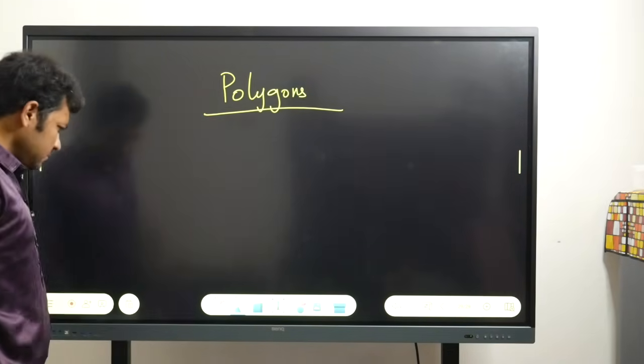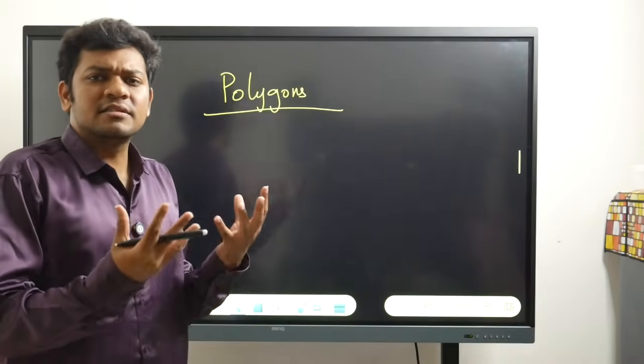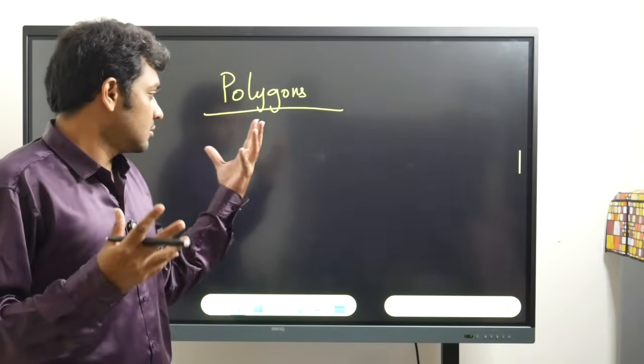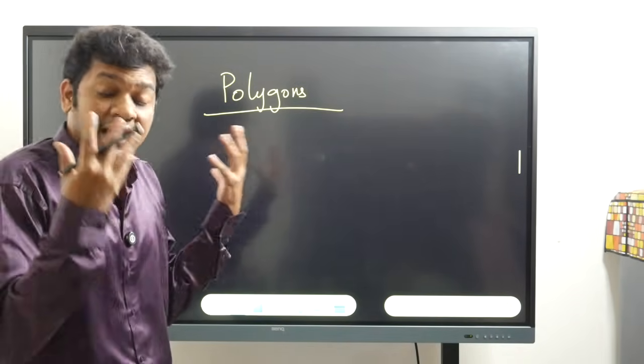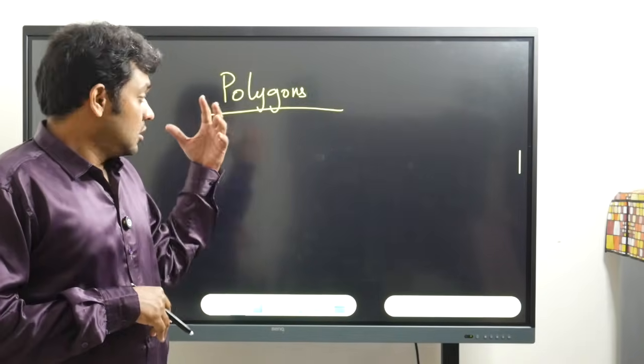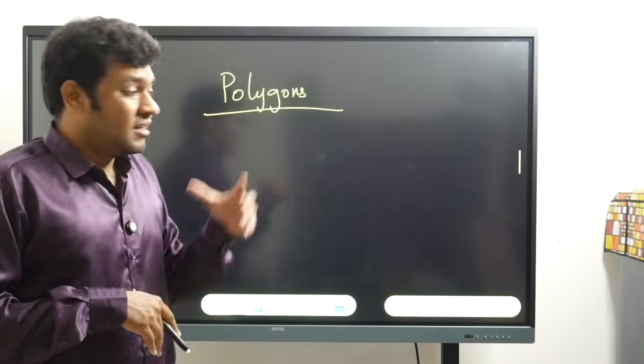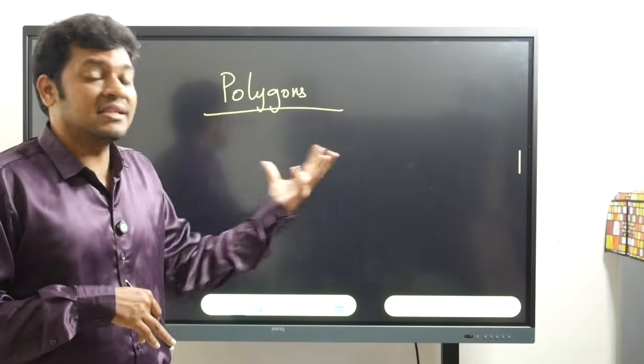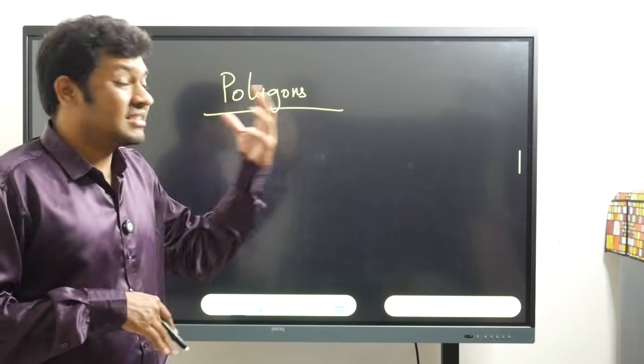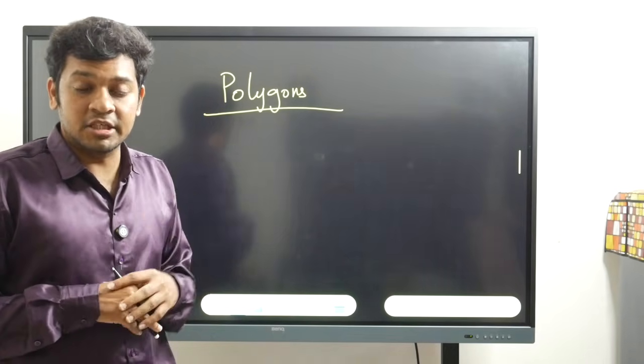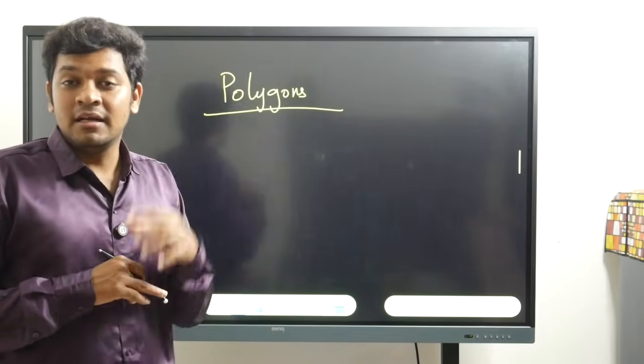Right. What's a polygon? A polygon is nothing but a closed figure with a certain number of sides. So a triangle is a three-sided polygon. You have a four-sided polygon, which is a quadrilateral. A five-sided polygon is called a pentagon. A six-sided polygon is a hexagon. Seven-sided, septagon. Eight-sided, octagon. Nine-sided, nonagon. Ten, decagon, and so on.